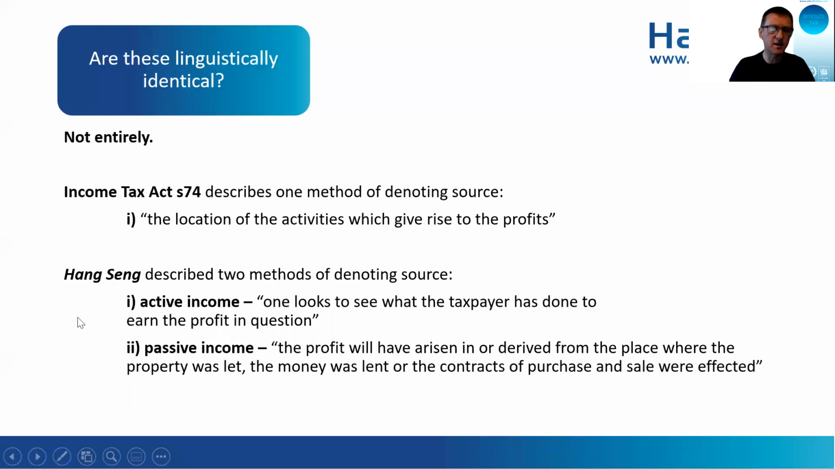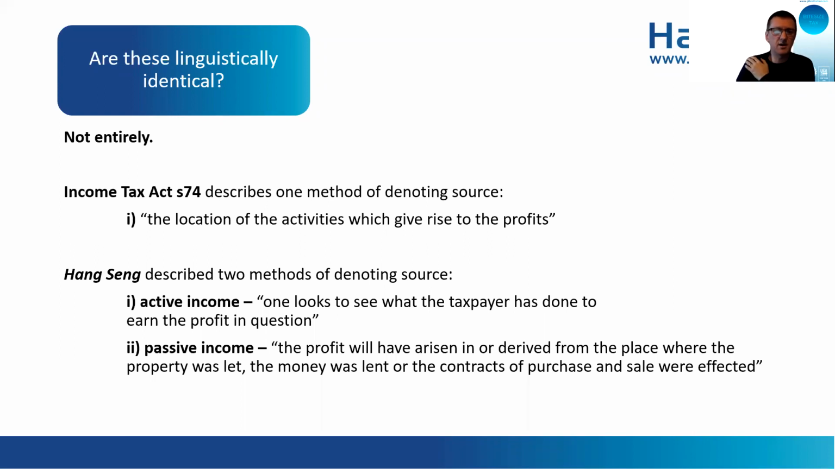Now, are these two definitions, the one that we find in the common law and the one that we find in the Income Tax Act, entirely linguistically identical on a simple reading without any context? Well, not entirely. Section 74 of the Income Tax Act simply talks about the location of the activities which give rise to the profits. It does not, as we noticed in Hang Seng, go to passive income in the same explicit way.